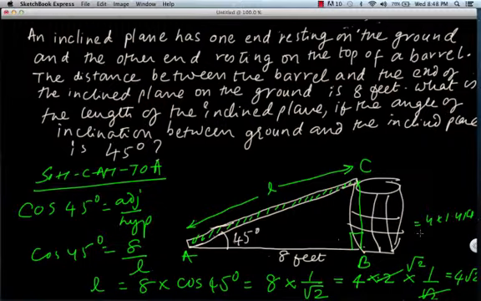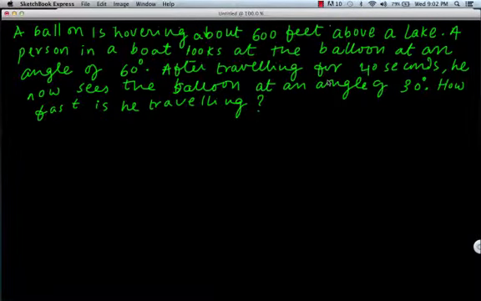So it is close to 5.6 feet. So the length of the inclined plane is 5.656 feet. Now let us try to work out a little harder problem.